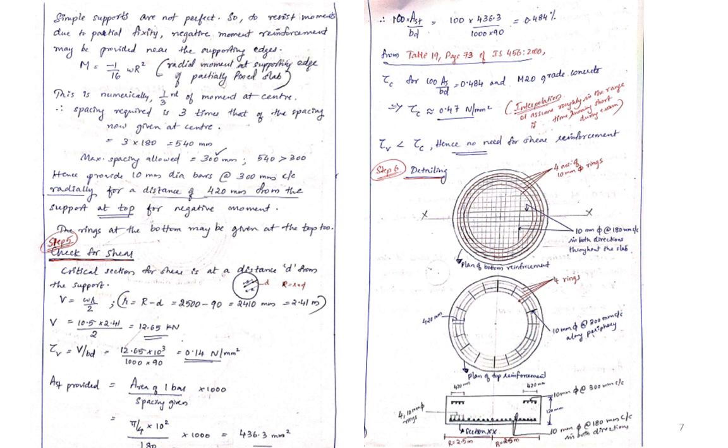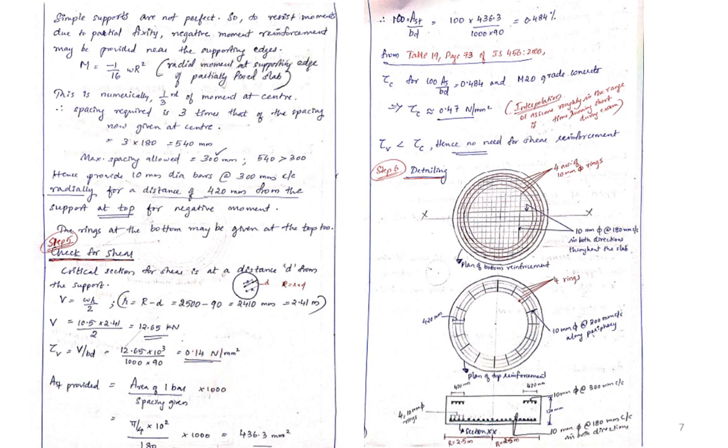And we have to find out what is tau V, and we have to find out what is tau C. Tau V is the shear stress due to the maximum shear force, WR by 2, which is 12.65. So what is the shear stress due to this shear force? 12.65 into 10 raised to 3 to convert it to Newton, divided by b and d. b is 1000 and d is 90. So you will get the value 0.14 Newton per mm square. This is the shear stress in our slab due to the shear force.